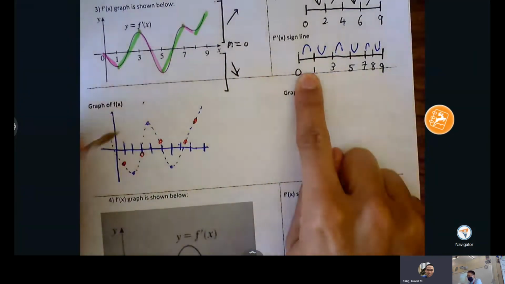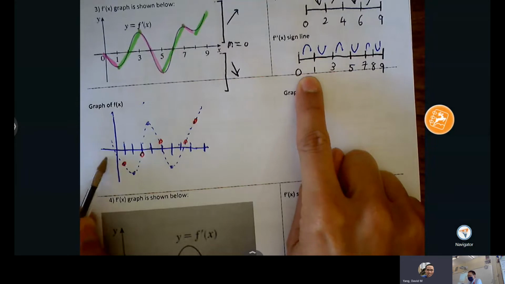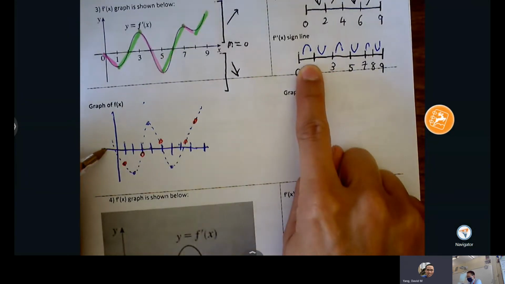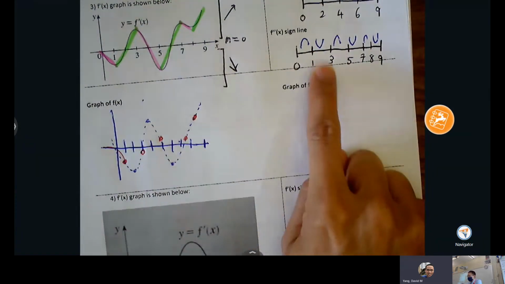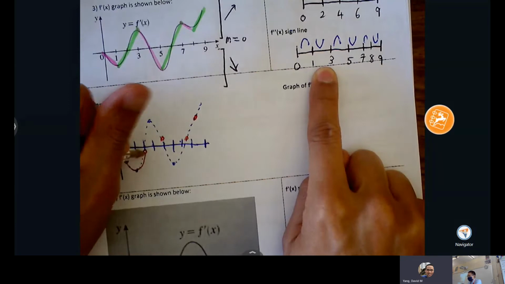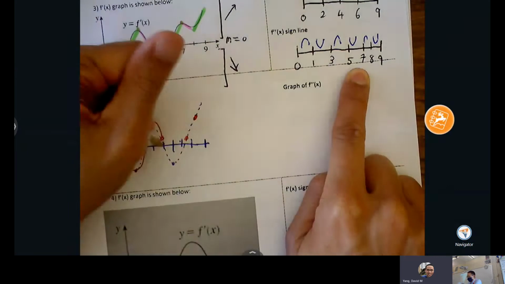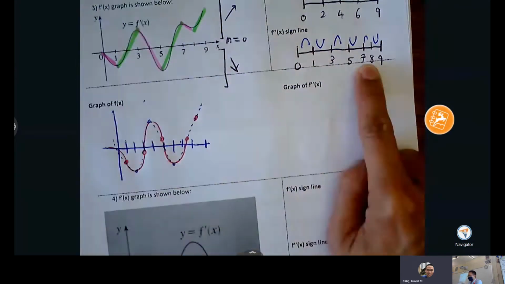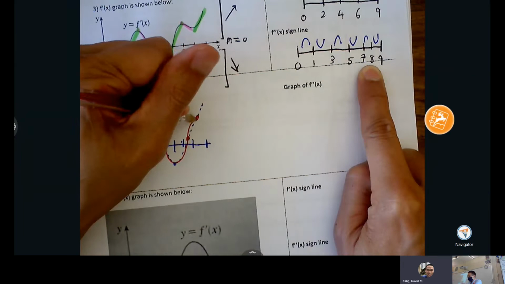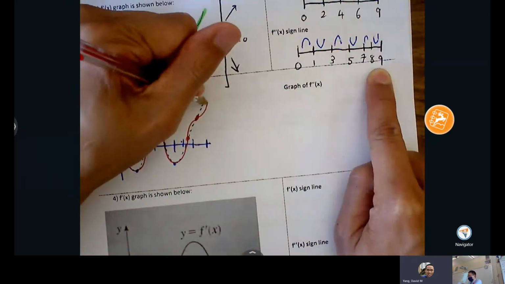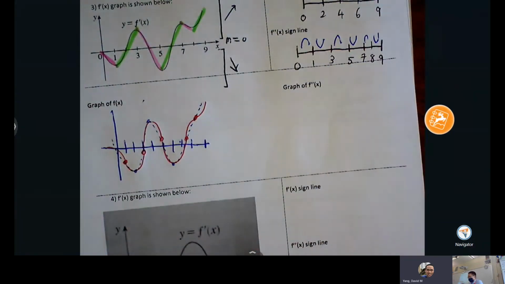Okay, so from 0 to 1, I want to maintain this decreasing, but I want my graph to be concave down. So give my graph a little bit of a concave down curve. From 1 to 3, concave up. 3 to 5, concave down. 5 to 7, concave up. 7 to 8, concave down. 8 to 9, concave up. But I'm just showing portions of concave down and concave up, right? I'm still maintaining that I'm not breaking any of my slope rules that I've already established.